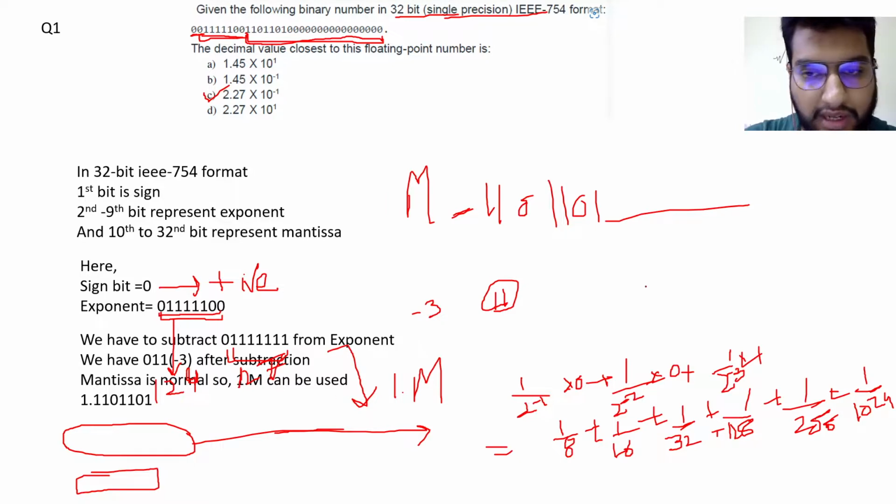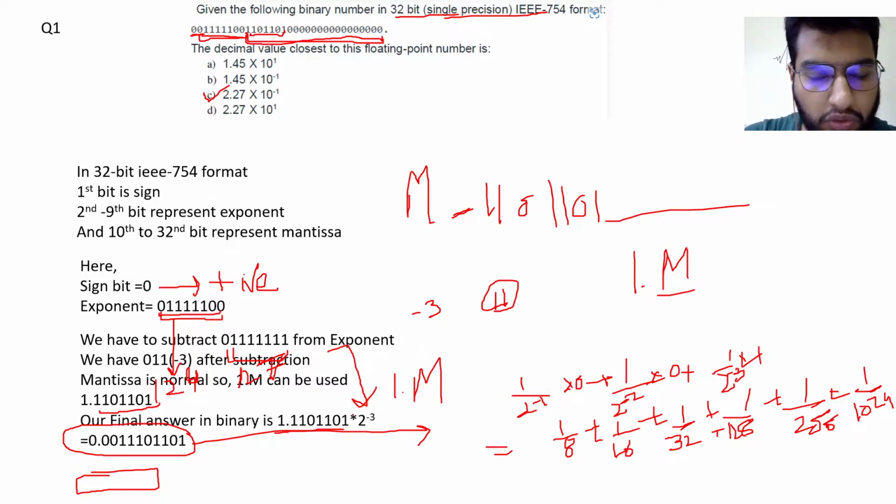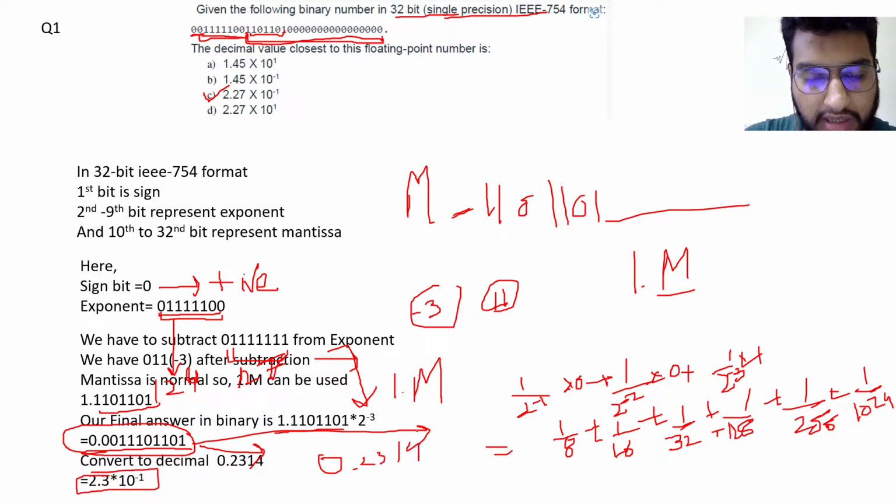And the mantissa is normalized, so we can write it as 1.m, where m is the mantissa. Here m is the mantissa 110101, that is this part. And 2 to the power minus 3 comes from this subtraction part. Since it is 2 to the power minus 3, we just shift the number by 3 places, so it comes out to be this in binary form. Once you convert this binary number into decimal, it comes out to be 0.2314, and this number can be written as 2.314 into 10 to the power minus 1. So out of the 4 options, the closest number to this is option C.